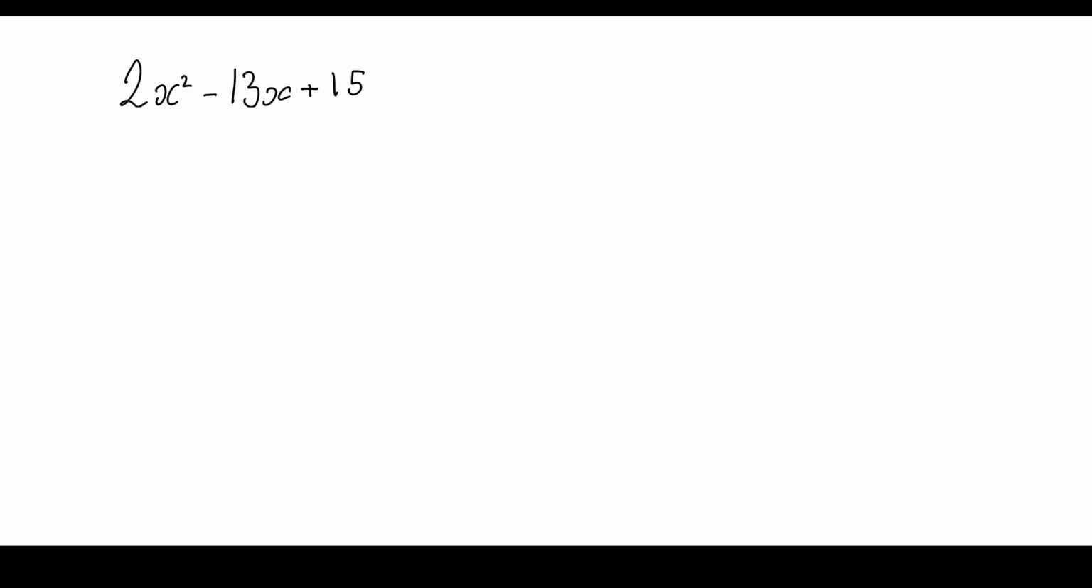So what we're going to do is multiply the 2 by the 15. I'll say that I'm going to multiply the a by the c. And 2 multiplied by 15 is 30. So I want the combination of numbers, the factors of 30, that when I multiply them together give me 30, and when I add them together give me negative 13.